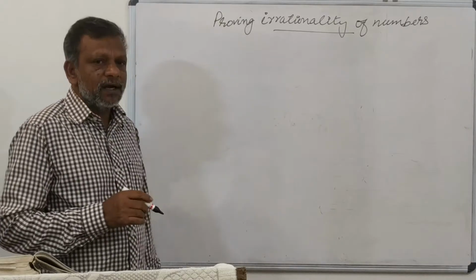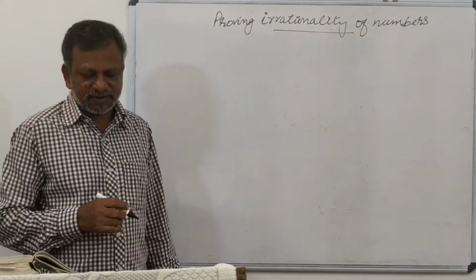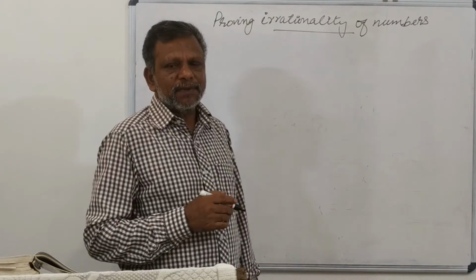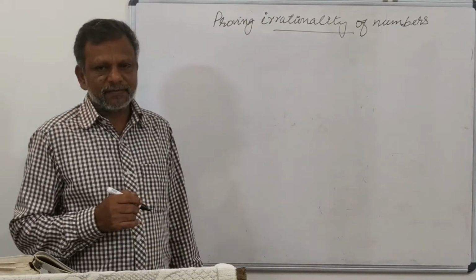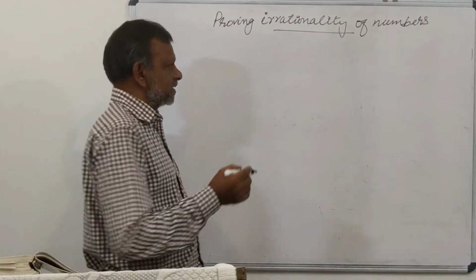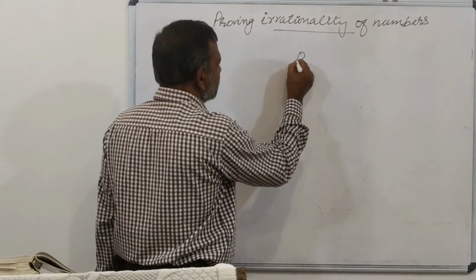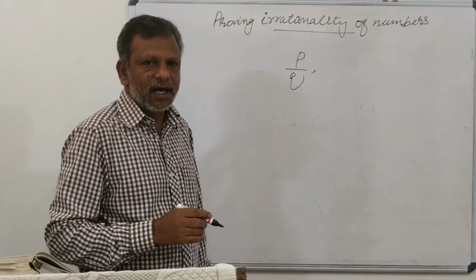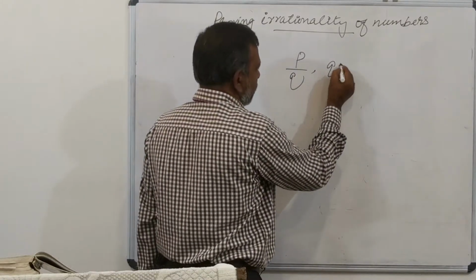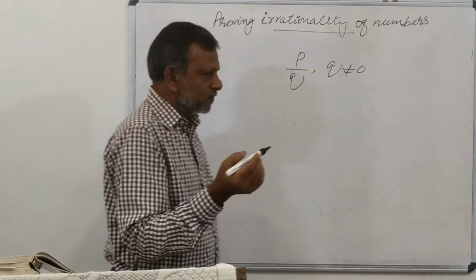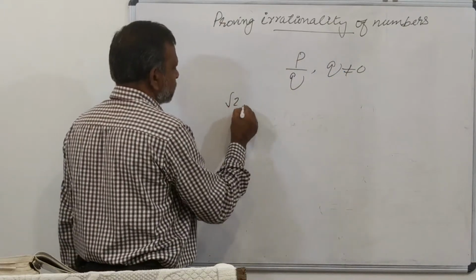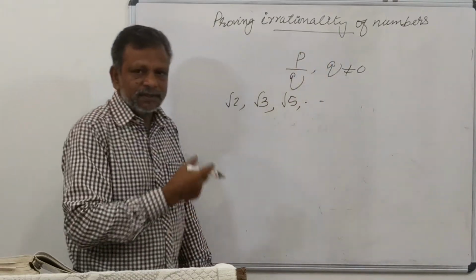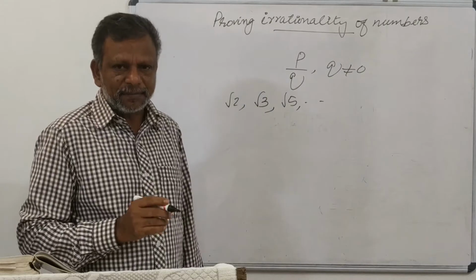We are going to study how to prove irrationality of numbers. In lower classes, you have studied irrational numbers and their properties. An irrational number is a number which cannot be written in the form of p by q, where p and q are integers and q not equal to 0. For example, root 2, root 3, root 5, etc. These numbers are irrational numbers.